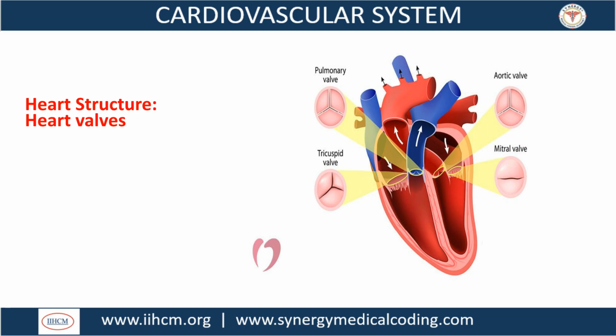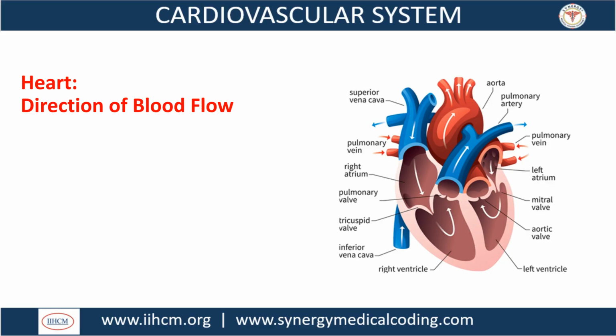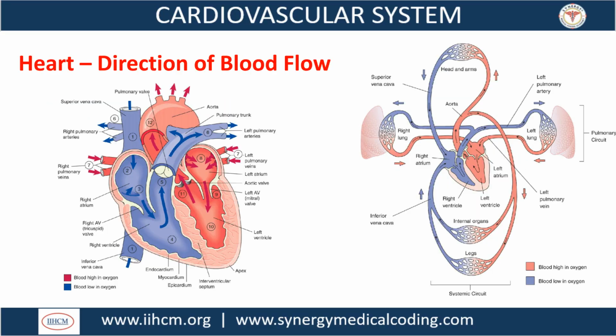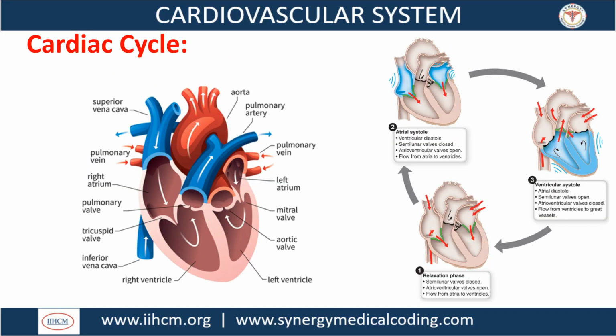The heart also features several valves, including the pulmonary valve, aortic valve, tricuspid valve, and mitral valve, which regulate blood flow. This illustration shows the direction of blood flow through the heart's chambers and valves. This diagram further illustrates the systemic and pulmonary circuits, highlighting the path of oxygen-rich and oxygen-poor blood. The cardiac cycle involves three main phases: relaxation, atrial systole, and ventricular systole.